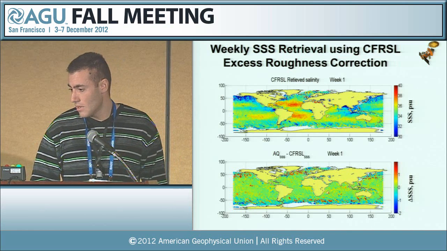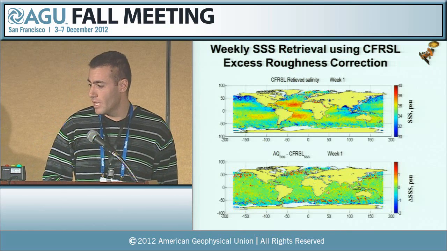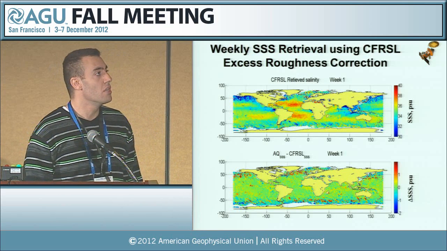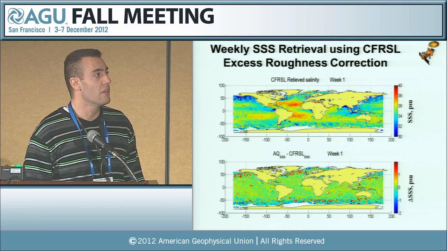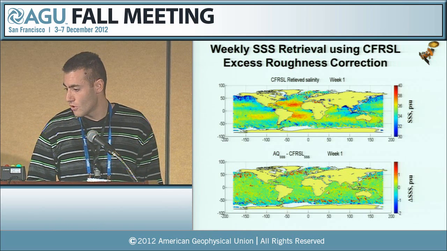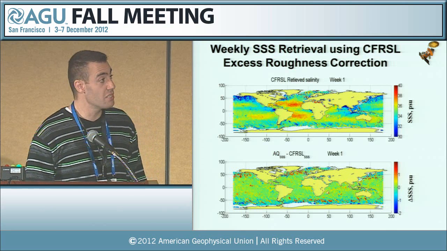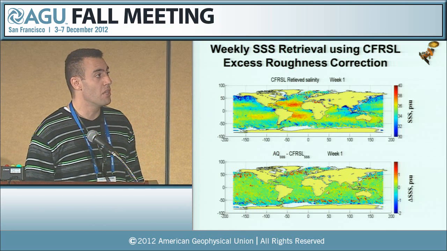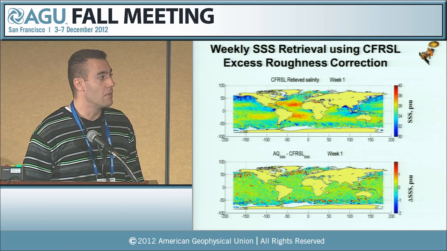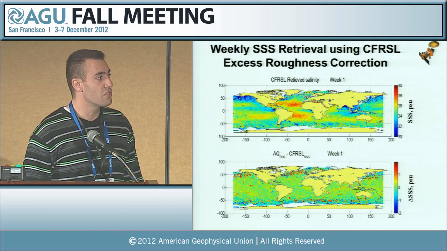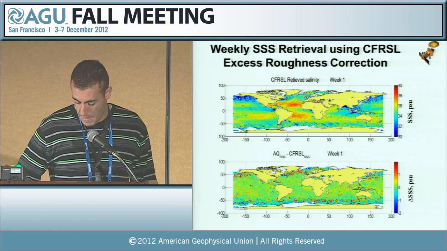In this next plot, we made a weekly sea surface salinity using the CFR excess roughness correction. The top panel shows the salinity ranges from 30 to 40 for 1 week. The bottom one shows the differences between the Aquarius salinity minus CFR salinity. This is a weekly map. We can see many differences, some of the differences over the equator and high latitudes.